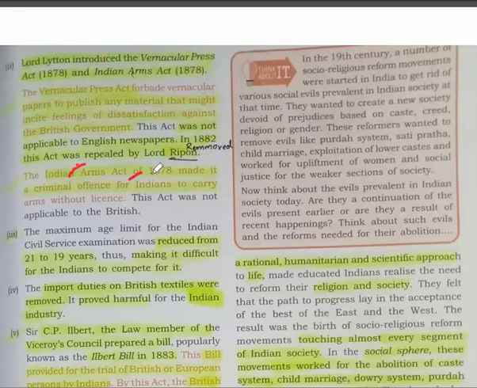Then the Indian Arms Act of 1878 made it a criminal offense for Indians to carry arms without a license.